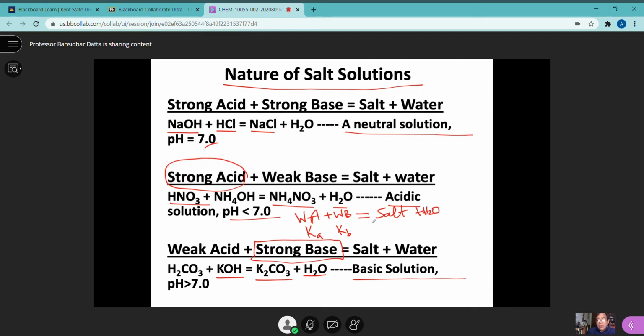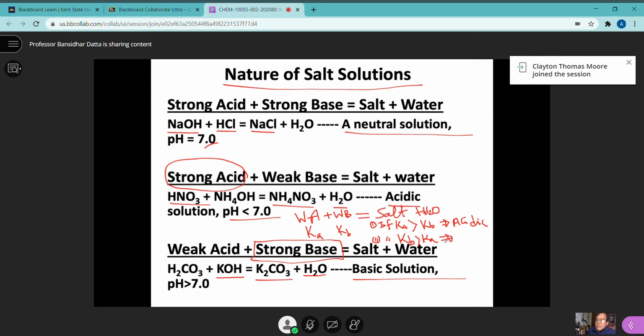You'll have two scenarios. Number one, everybody writing, right? This is the one I did not put there. I want you to write it. If Ka is greater than Kb, then this will be acidic because Ka determines acidity, and the salt solution will be acidic. That is, acidic means pH less than 7.0. Number two, if Kb, the base, is greater than Ka, then it will be basic.